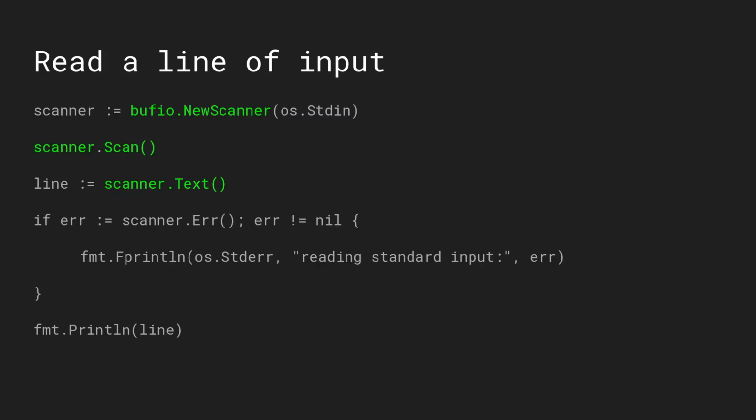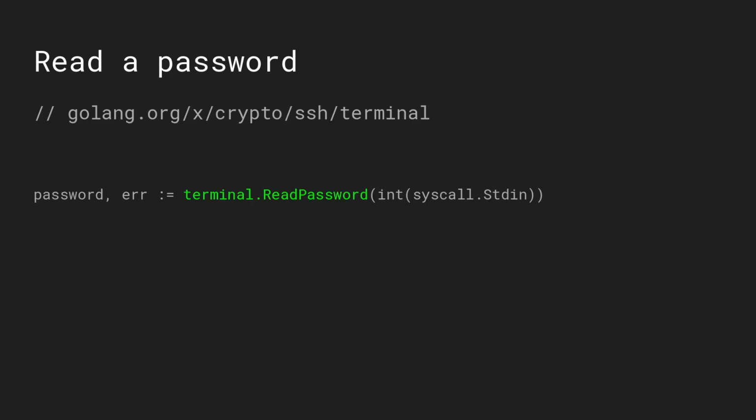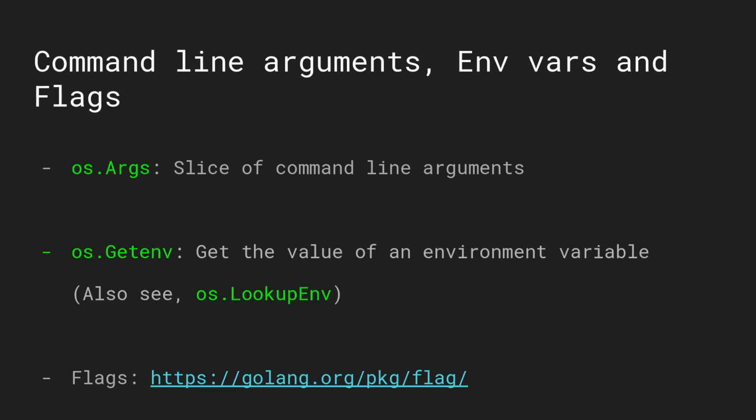We haven't really talked about some of the basic stuff like reading a line of input. Now, sure, you can tell me this is what you need to read a single line of input, but whatever you need. Reading a password, we need to use this package called ssh terminal, and we need to give it the file descriptor you are trying to read from. So way lower level than you would want it to be, but that's Golang.